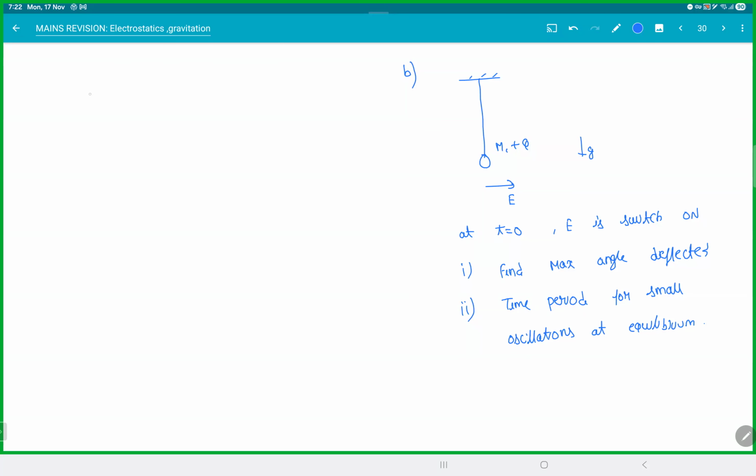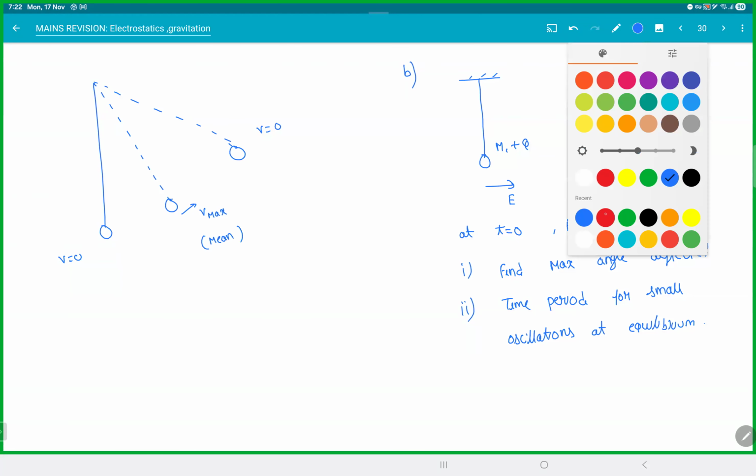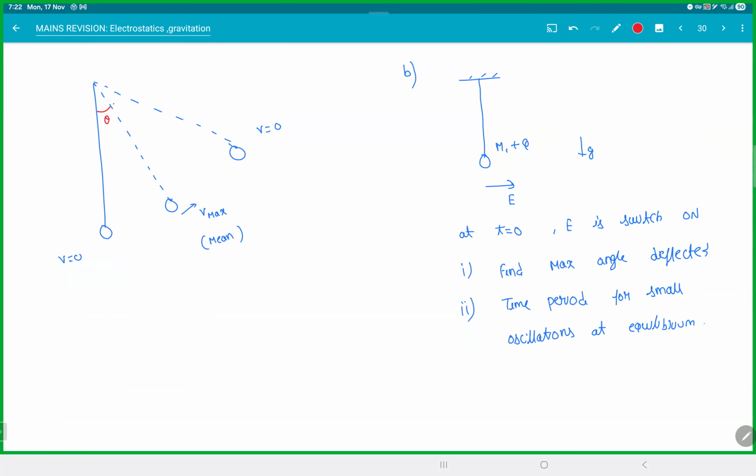So if you draw the picture, this is how it looks. Somewhere here is your equilibrium. Somewhere here, this is your extreme angle. So here your speed is 0. Here your speed is 0. Here your speed is maximum. This is your mean position. Right? So without actually solving, you can get the answer. If this is theta, this has to be theta, no? Symmetry. And we know tan theta is equal to EQ by mg. So double that theta, you're done, you'll get the answer.